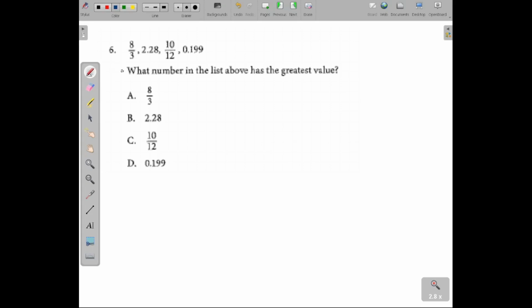Number 6. What number in the list above has the greatest value? So we have this list: 8 divided by 3, 2.28, 10 divided by 12, and 0.199. First, turn these fractions into decimals and then compare which number has the greatest value. So let's start with A. 8 divided by 3.